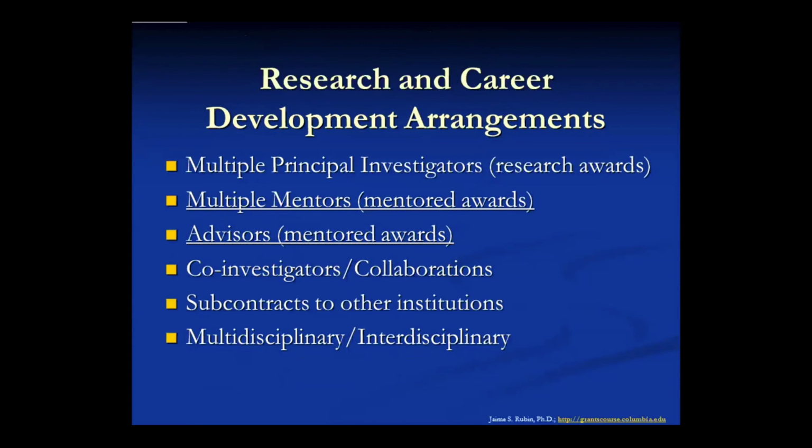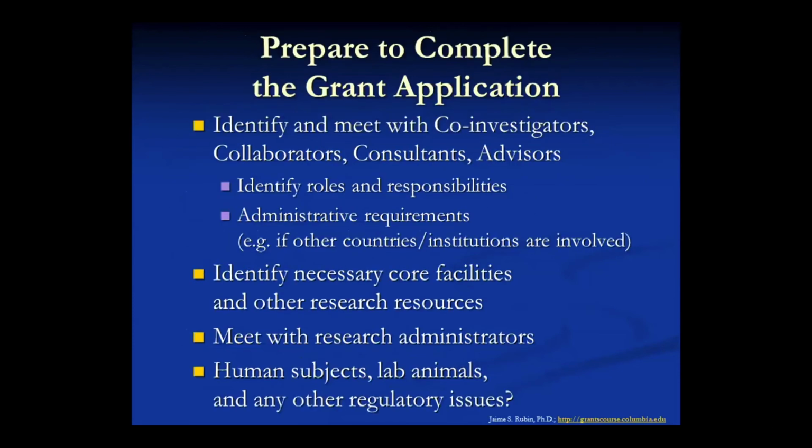What are the other institutions? Who are the other collaborators? How can you make the application multidisciplinary or interdisciplinary? Begin to meet with your co-investigators and collaborators and talk about what their roles and responsibilities would be. Are there any administrative aspects because other countries or institutions are involved? What are the core facilities that will support your research? Begin to meet with your research administrators to let them know about your application. Are there any regulatory issues like research with human subjects or laboratory animals?